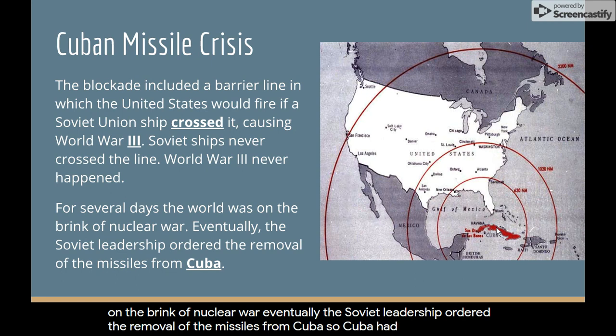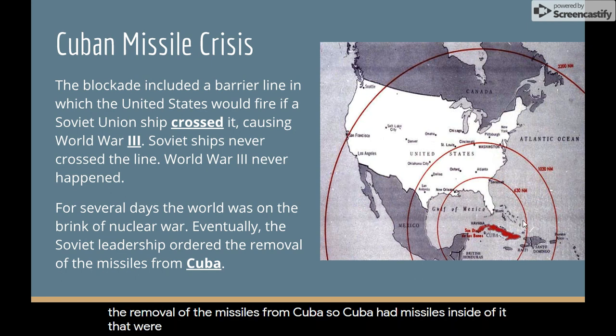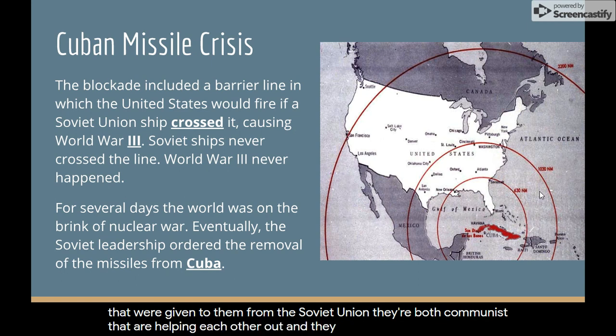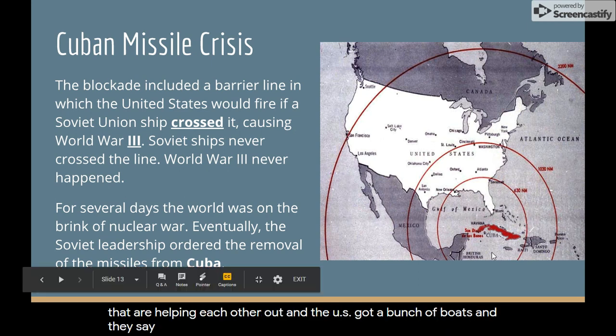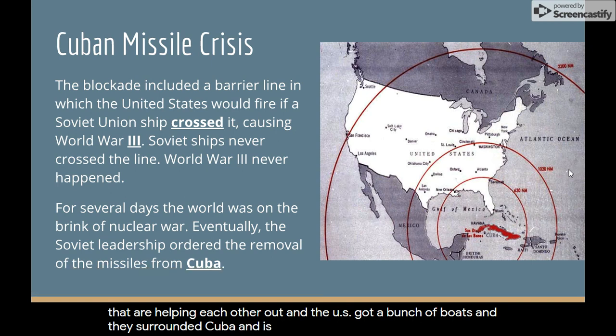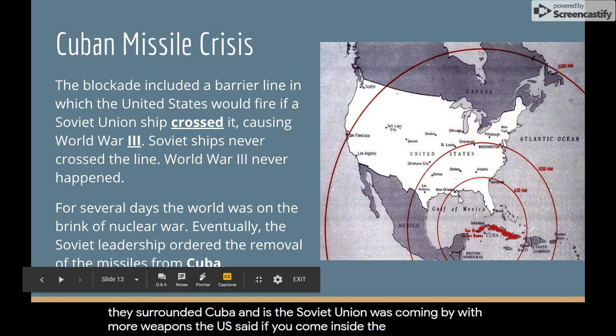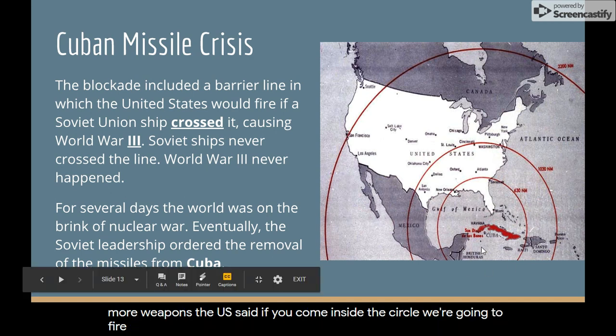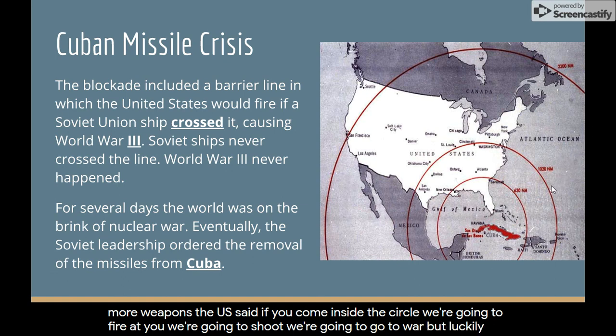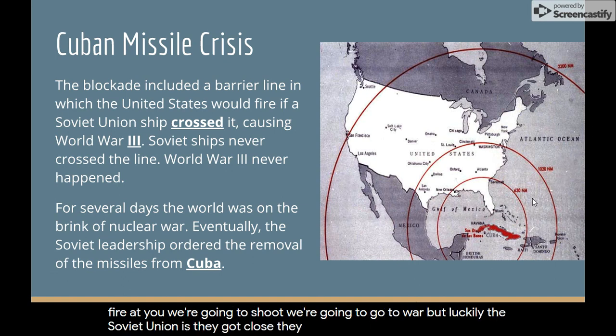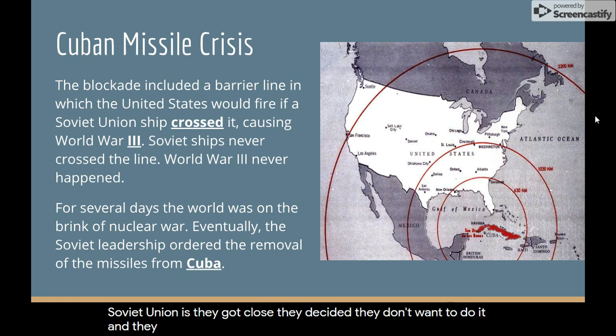So Cuba had missiles inside of it that were given to them from the Soviet Union. They're both communists, so they're helping each other out. And the U.S. got a bunch of boats, and they surrounded Cuba. As the Soviet Union was coming by with more weapons, the U.S. said, if you come inside the circle, we're going to fire at you, we're going to go to war. But luckily, the Soviet Union, as they got close, decided they didn't want to do it, and they went back to their country, and Cuba had to give back the missiles to the Soviet Union.